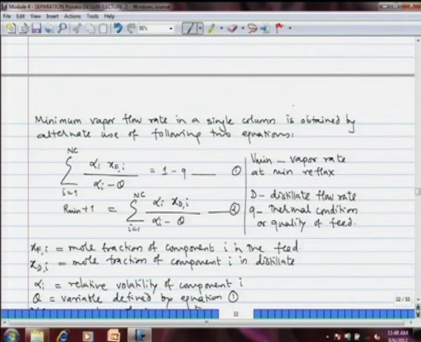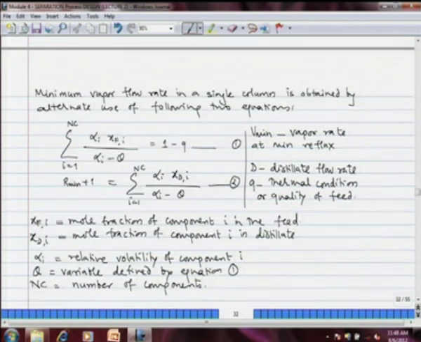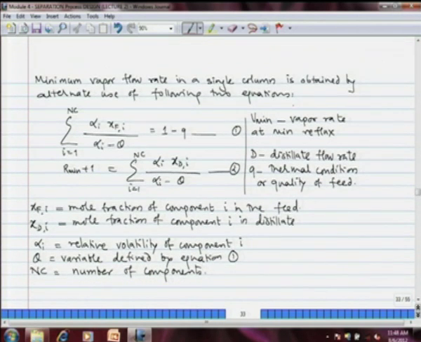The minimum vapor flow rate in a single column is obtained by alternate use of the following 2 equations. Underwood's equations are a set of 2 equations. First equation: summation i running from 1 to NC, where NC is the total number of components, alpha i into xFi. xFi is the composition of the feed. F stands for feed, i stands for component. Okay. So, xFi is the mole fraction of component i in the feed. So, alpha i into xFi divided by alpha i minus theta is equal to 1 minus q.